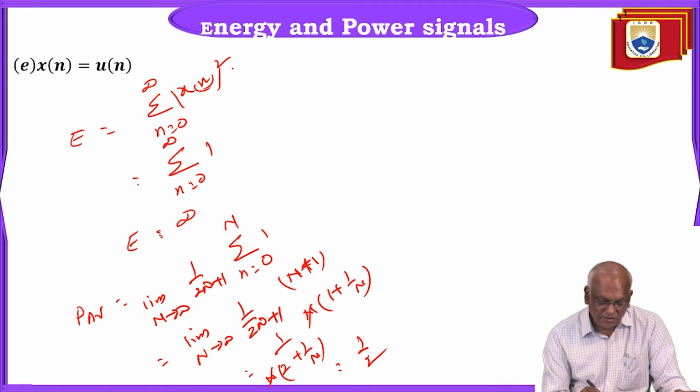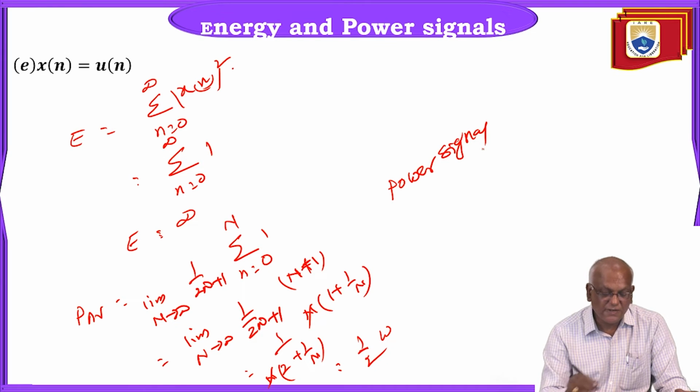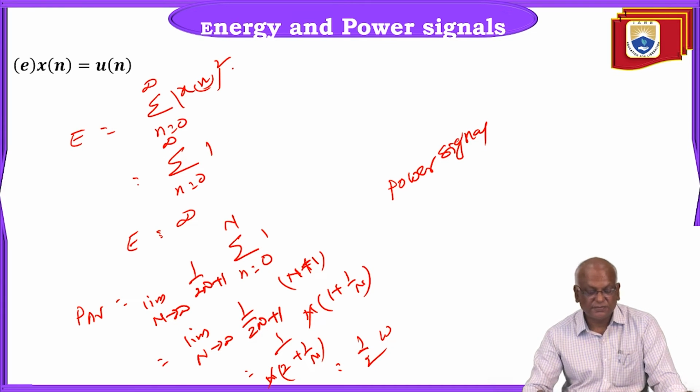n plus 1 by n. As n tends to infinity, this 1 by n value becomes 0. This is also 0. Then this is 2, and 1 divided by 2 is 1 by 2 watts. This is called a power signal. Energy is equal to infinity and power is finite, so x of t is a power signal.